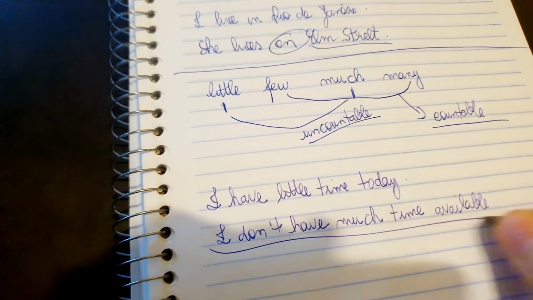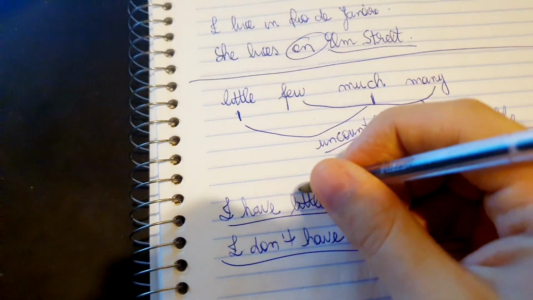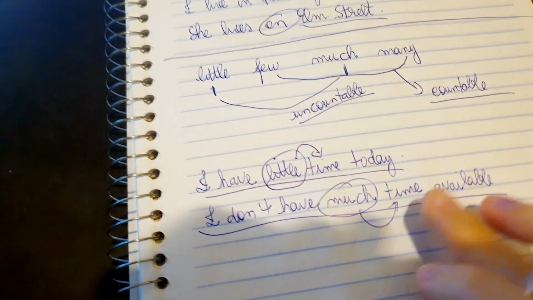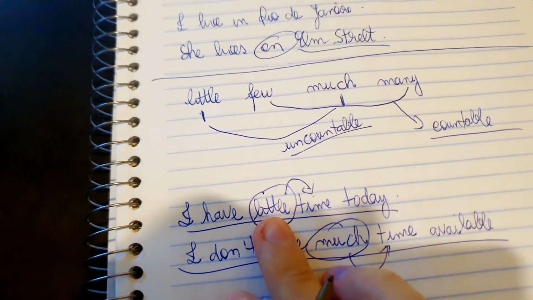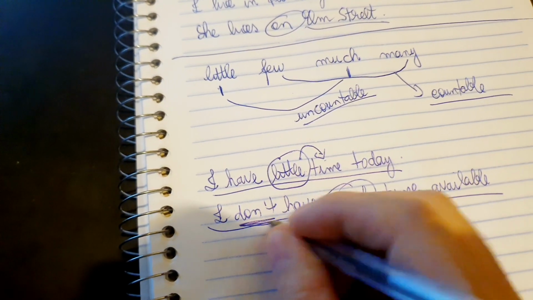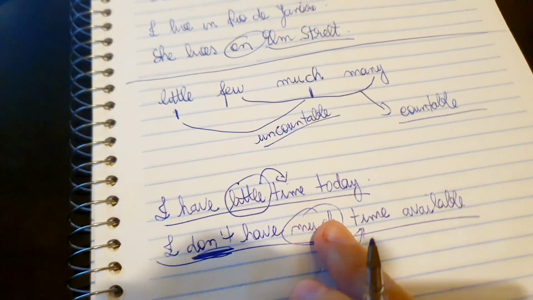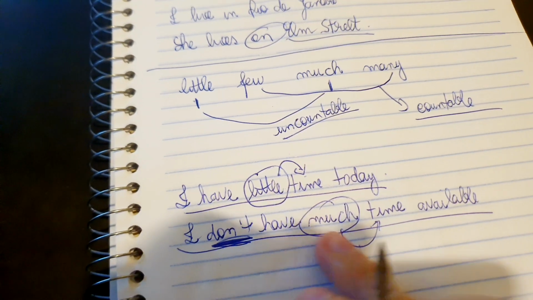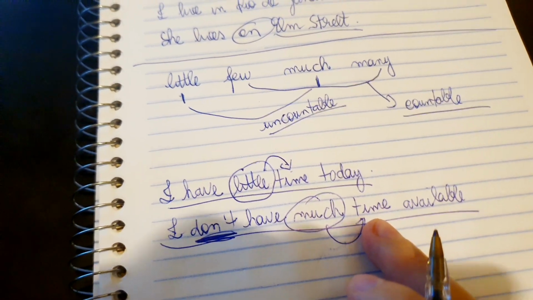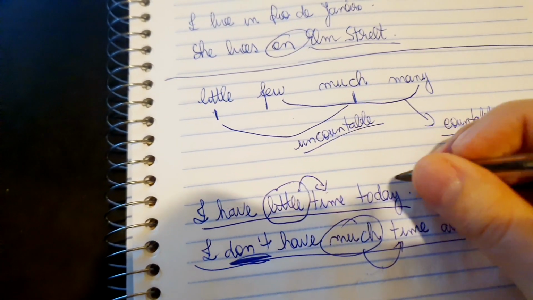What's the difference in usage here? Little and much in general, they go before a noun, right? Much is used when you have a negative sentence, right? When you use don't, you have much. I don't have much time, so time is uncountable, so you can't use many. It has to be much. I have little time today.